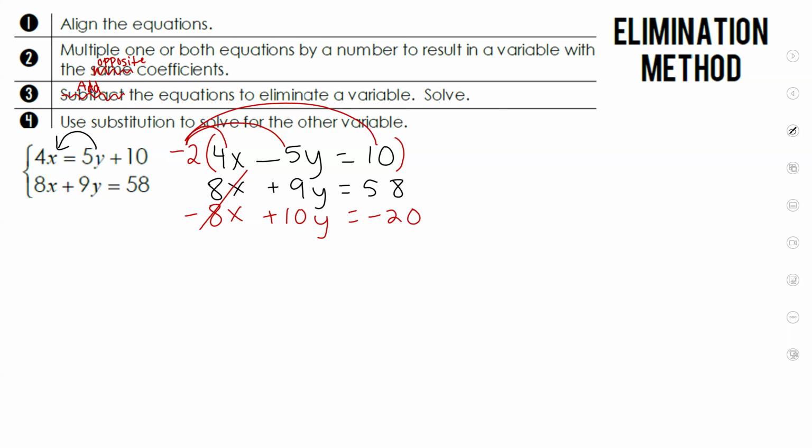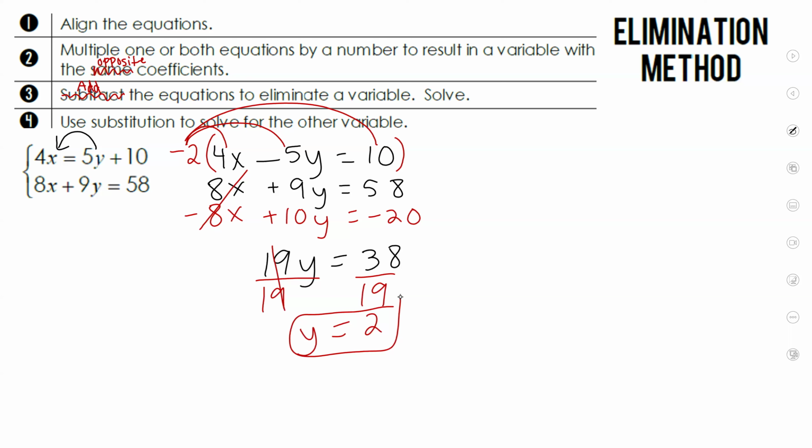Okay, so let's add. Let's keep adding. 9y plus 10y is 19y. 58 plus a -20 is 38. And now we're going to divide both sides by 19. So you'll get y is equal to 2.